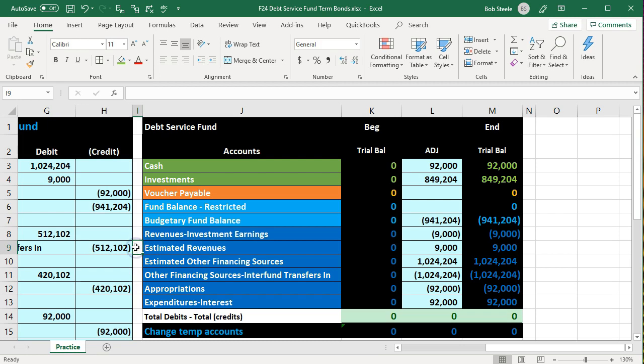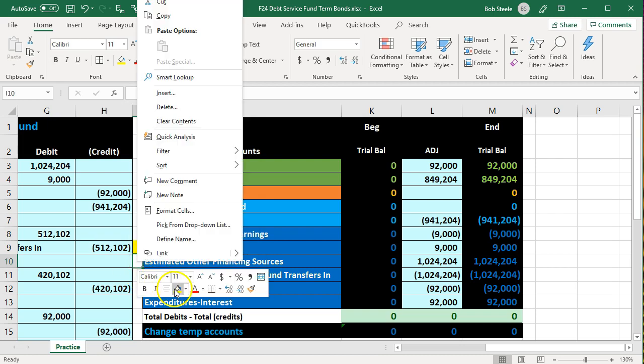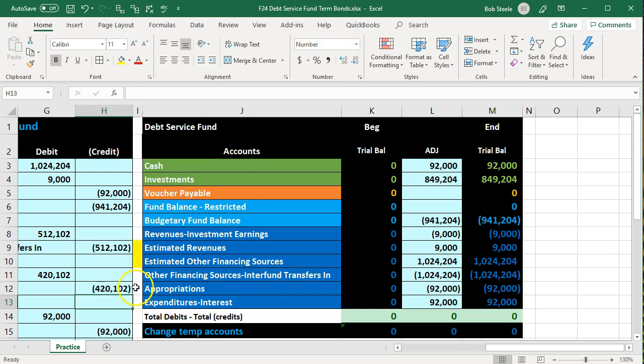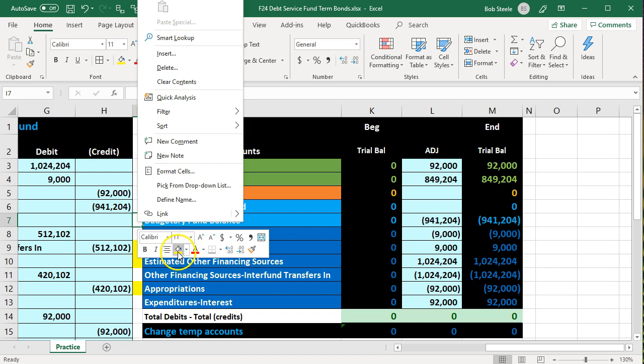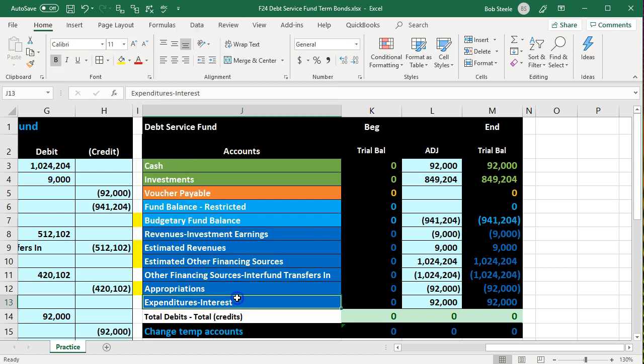The estimate accounts, this is a budgetary account. Anything that says estimate, budgetary account, budgetary account. Appropriations is budgetary. And we're going to close that out to the equity account, which is the budgetary equity type account if it was a for-profit, or the fund balance type of account, the budgetary fund balance type of account. And so there we have that. So let's close those out first.